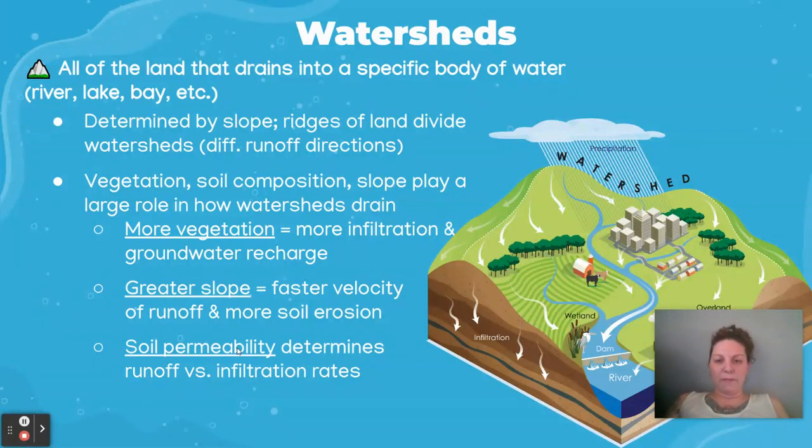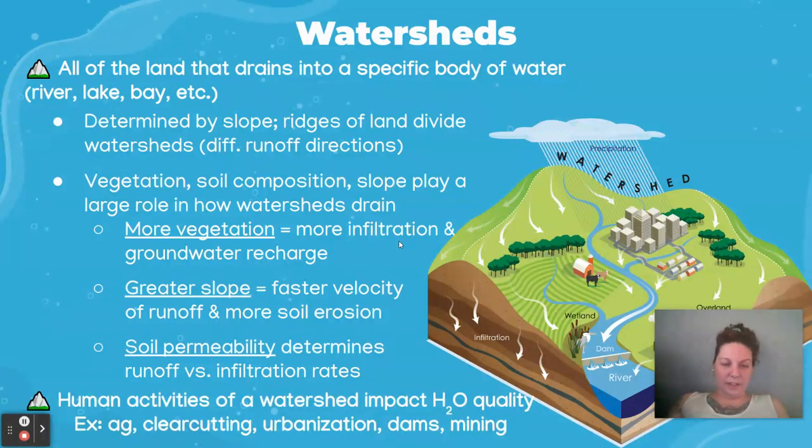So if we have very permeable soil, more water is going to be absorbed. So infiltration is going to increase and runoff is going to decrease. But if our soil is very compact and it's not very permeable, then we're going to see more runoff happening. And that vegetation can help with that permeability. As the roots expand into the soil, it's going to increase that permeability and allow more water to infiltrate.